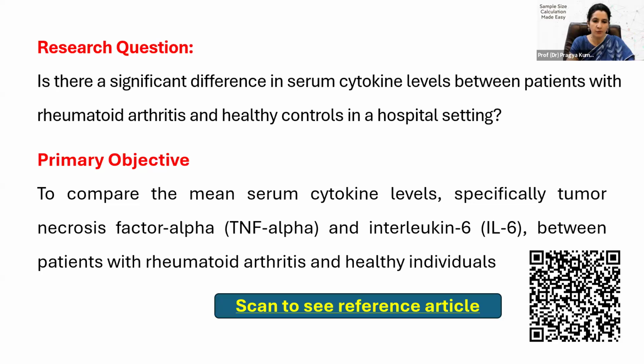So now this is one more question for you people. Do you want to practice? Is there any significant difference? We'll do this: any significant difference in the serum cytokine level between patients with rheumatoid arthritis and healthy controls in a hospital setting? So the primary objective is to compare the mean serum cytokine levels, especially tumor necrosis factor and interleukin, between patients with rheumatoid arthritis and healthy individuals.